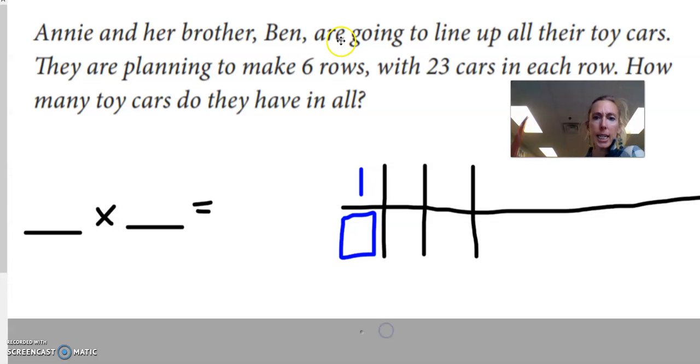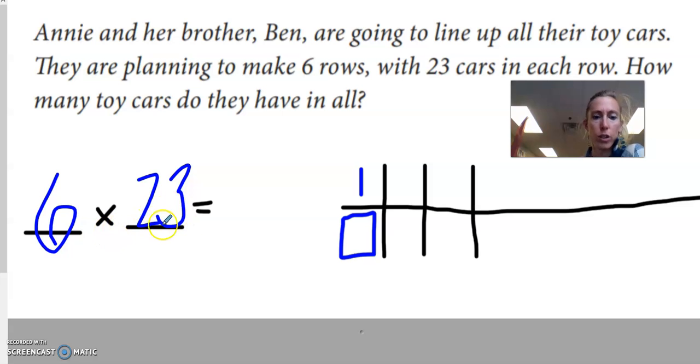And today, to solve that, to solve our 6 times 23, our 6 rows of 23, we're going to use a ratio table. So I set it up horizontally. You might be used to seeing it vertically, but you'll also see it this way. So we might as well practice it this way. So we want 6 groups of 23. Well, I know if I have one group of 23 or one row of cars, that would be 23 cars.